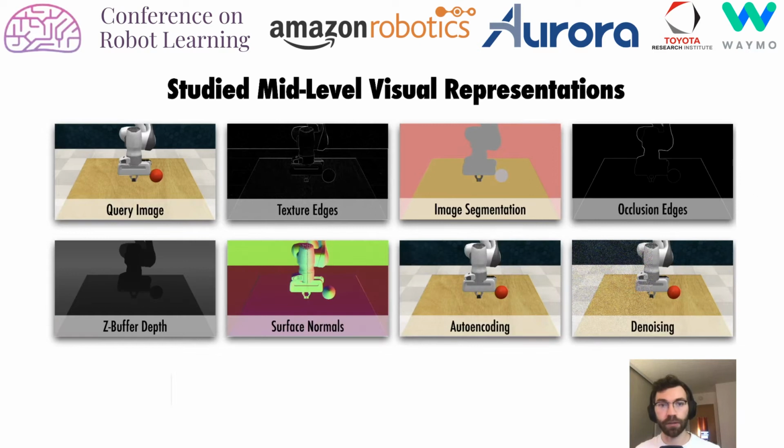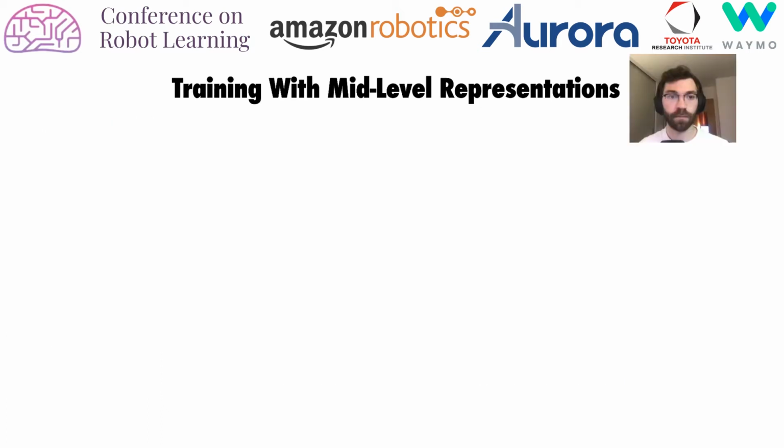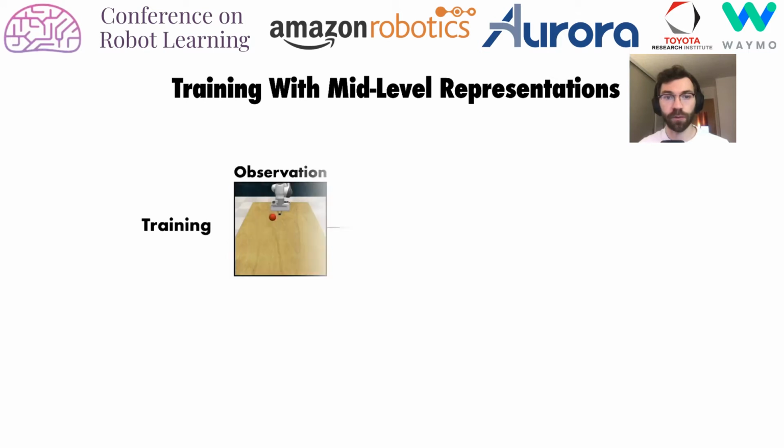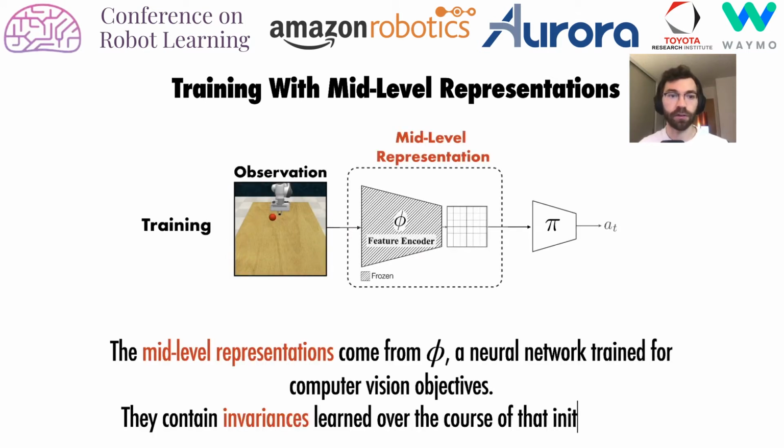Mid-level representations are a processed encoding of raw sensor input that exhibits various invariances that might be useful for other downstream tasks. We examine representations driven by traditional computer vision objectives, and our studied set contains objectives from different common computer vision families, such as geometric, semantic, and texture-based tasks. We used representations from neural networks that were trained offline for different computer vision objectives, and the encoders produce image codes that contain the invariances learned over the course of that initial training.